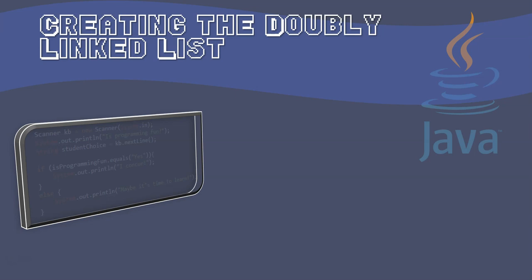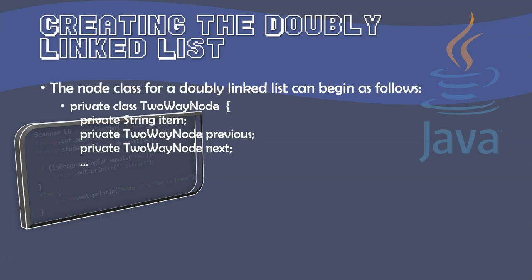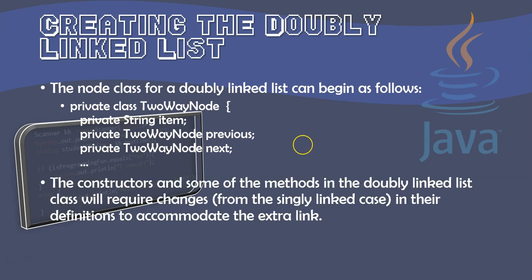So how do we actually go about creating that doubly linked list? Well, the node class for a doubly linked list can begin as follows. Private class TwoWayNode, private String item, private TwoWayNode previous, private TwoWayNode next. Of course, next and previous because we need to keep track of those two positions. Now, the constructors and some of the methods in the doubly linked list class will require some changes from our single linked list case in order to accommodate this link. And this is why it's a doubly linked list, because we have two links. We have the previous and we have the next.